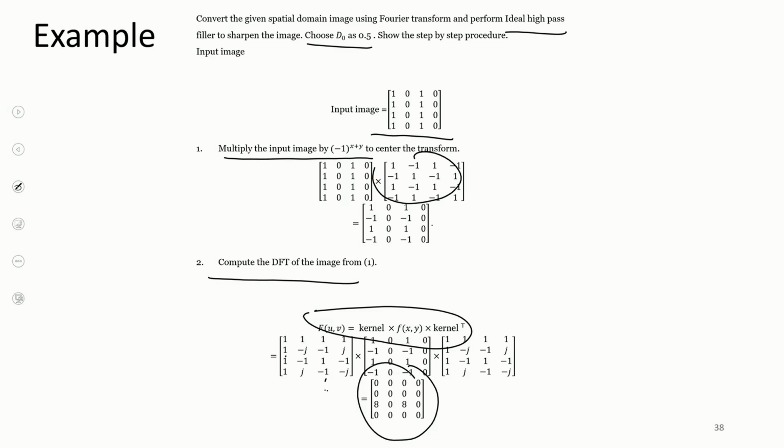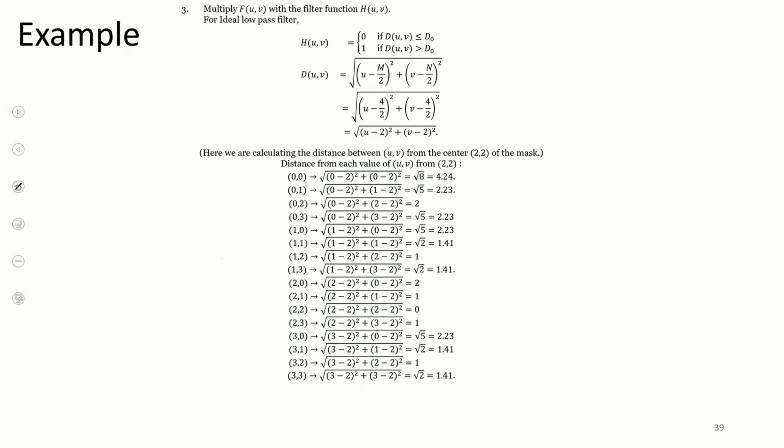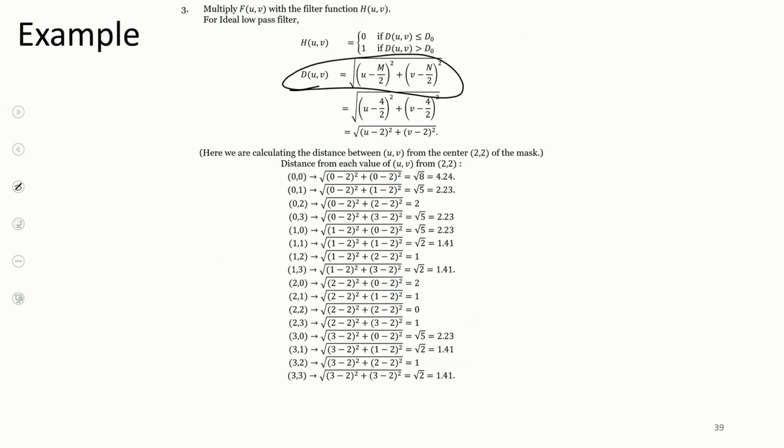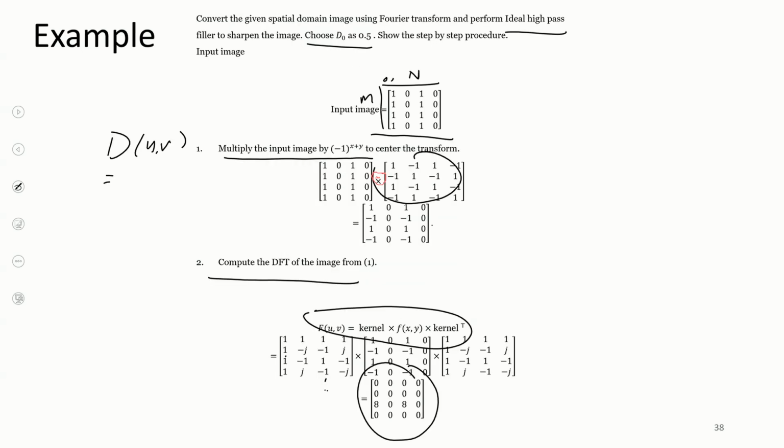Fine. After that I have to calculate D(u,v). What was D(u,v)? That was the distance from the center. So what was the formula for that? This was the formula, right? Remember that? So what is M or N here? It is 4, right? 4 for M and 4 for N. So now u and v can take how many values? U and v are either 0 0, 0 1, 0 2, 0 3, similarly 1 0, 1 2, 1 3 and so on. So it will go from here to here, right?